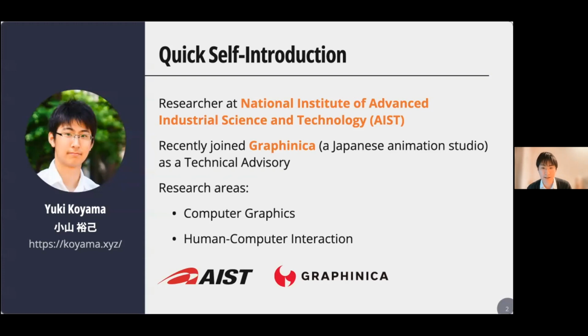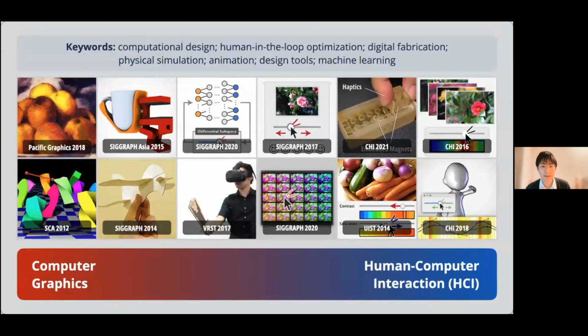And as a second affiliation, I recently joined Graphinica, which is a Japanese animation studio. My research area is the intersection between computer graphics and human-computer interaction. And in this area, I have worked on computational design, human-in-the-loop optimization, digital fabrication, and so on.